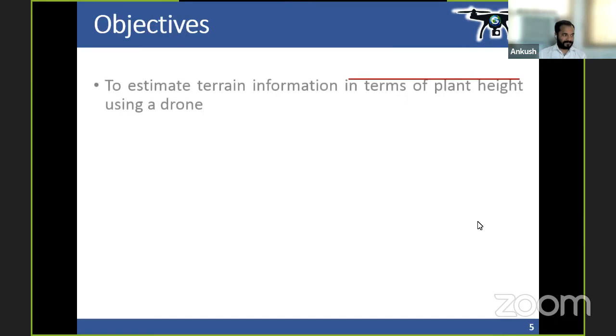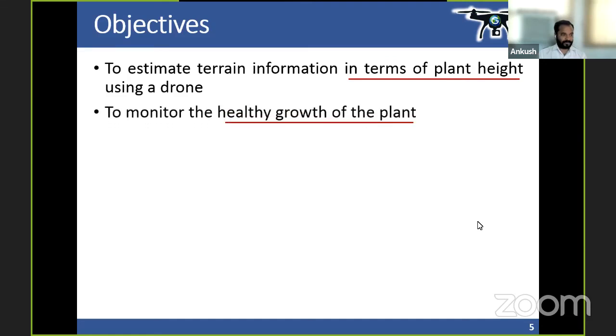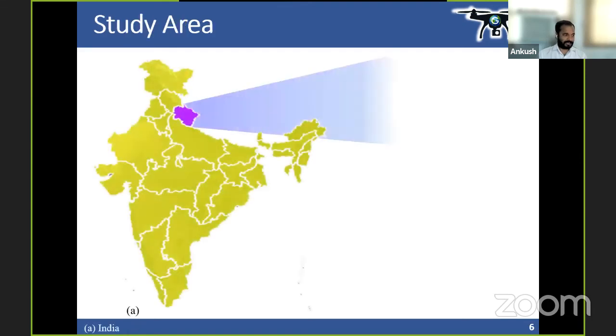So the objective is to estimate the terrain information in terms of the plant height by using the drone data, and to monitor the healthy growth of the plant. As we know, if we can measure the height, then we can also tell the growth of the plant or crop. So in the study area, as we can see, the directory of the study area.